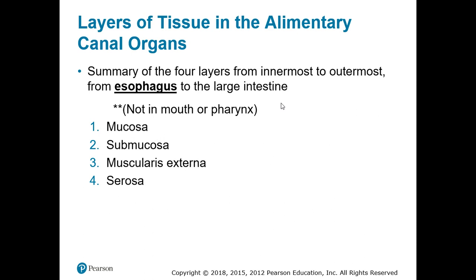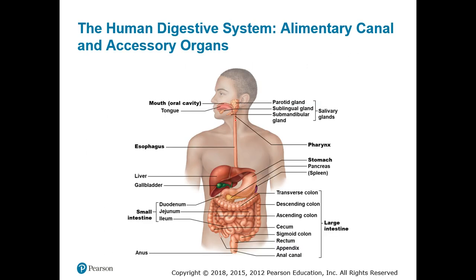Also, when we talk about the anatomy of the digestive tract, we need to talk about the layers that make up alimentary canal organs. There are four layers from innermost to outermost, and these layers are located in the esophagus through your large intestine, not in your mouth or your throat. Those four layers are mucosa, submucosa, muscularis externa, and serosa. So again, these are only located from your esophagus down, not in your pharynx and not in your mouth.